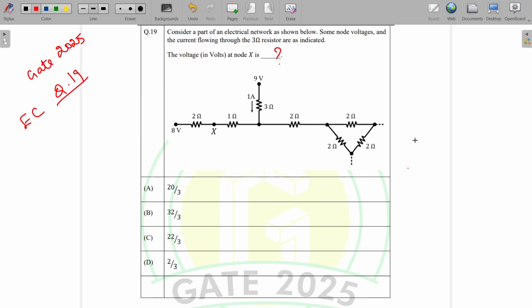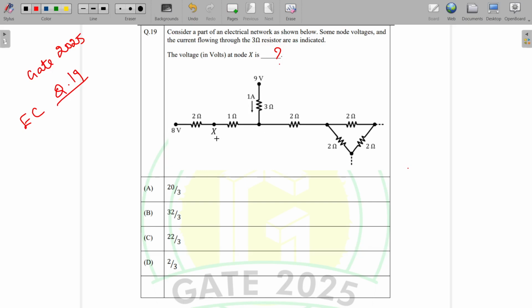So this network is given. Here we have some 2 ohm, 1 ohm, 3 ohm, 2 ohm again. This part of the network is available. A 9 volt voltage source and an 8 volt voltage source are given. Now let's start analyzing the circuit.